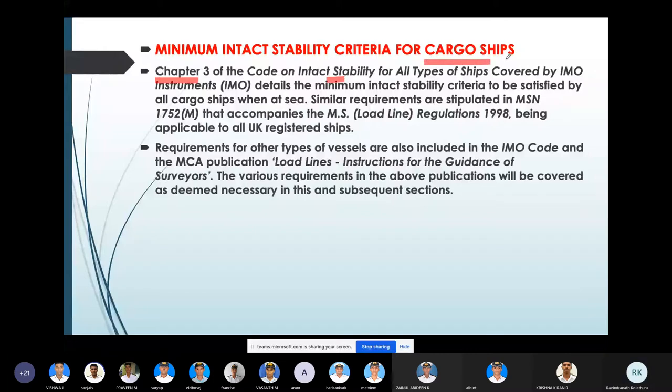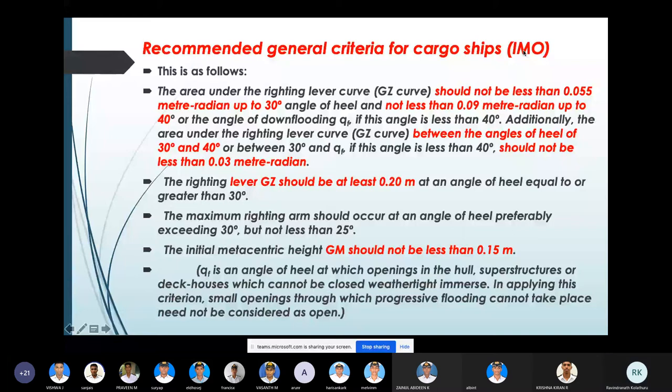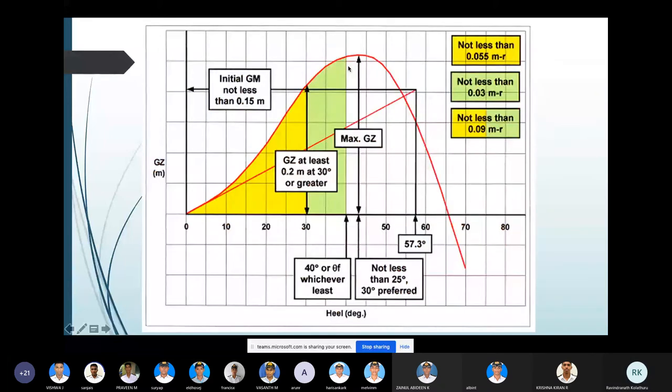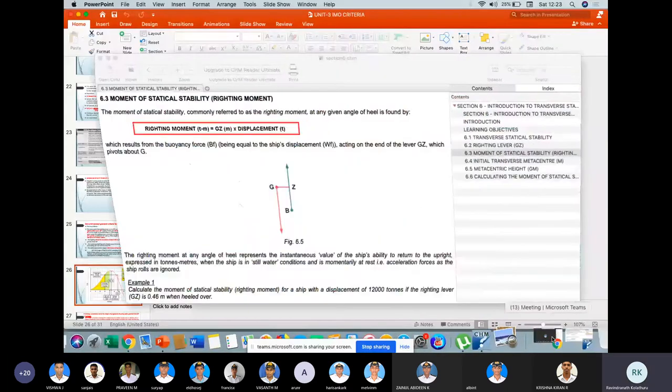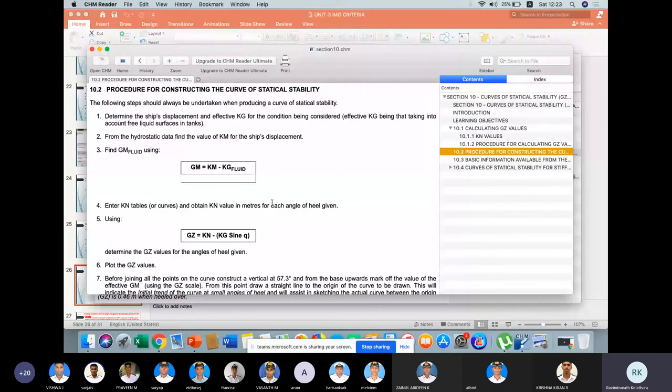Okay, now let's discuss the criteria. Before going into the criteria, you should know the GZ curve. I already said your GZ curve is plotted between your angle of heel and your GZ values. Now, how do you obtain your GZ values? KN minus KG sin theta, sir. Yeah, KN minus KG sin theta. So your GZ value is KN minus KG sin theta.